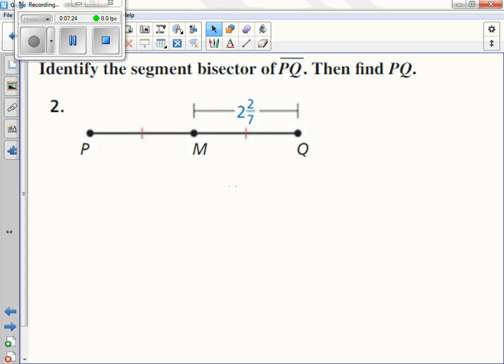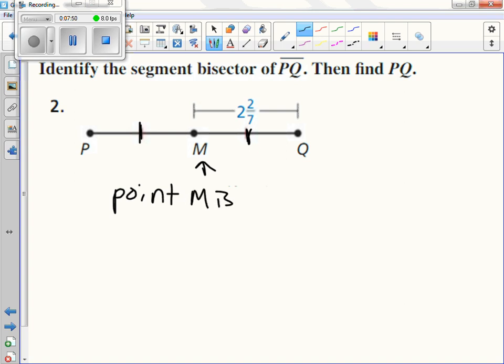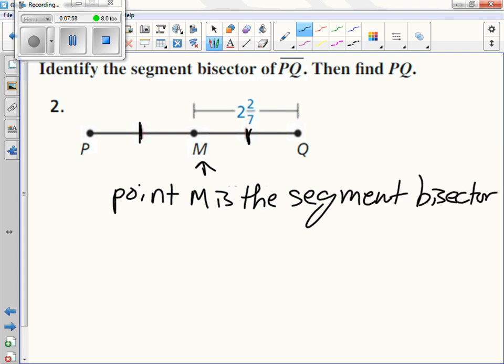So again, this one here is going to be very similar to what we just did. We want to find the segment bisector and then find the length of PQ. Well, the segment bisector for this is what's going to be cutting it in half. What is the midpoint of this? And the midpoint of this here is point M. And the reason I know that is, again, we have our two little dashes. We've got one here and we've got one here. So point M is the segment bisector.